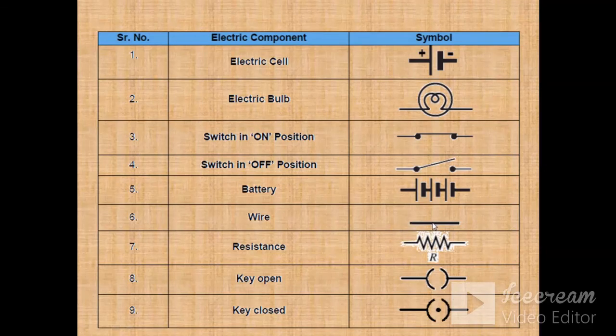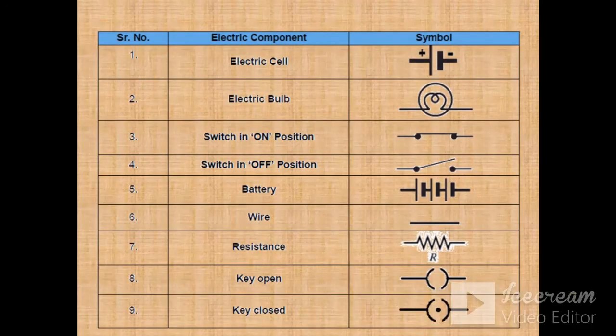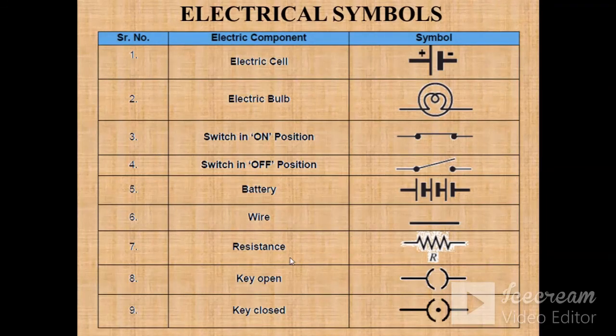This is the symbol of the wire. Whenever you draw the circuit, this line indicates the wire. This is the resistance. Resistance is a quantity which offers resistance to the flow of current, or opposes the flow of current. This shows the key is open and this shows the key is closed. So these are a few electrical symbols that we use in our day-to-day life. Okay, so this is how we represent the electric symbols.